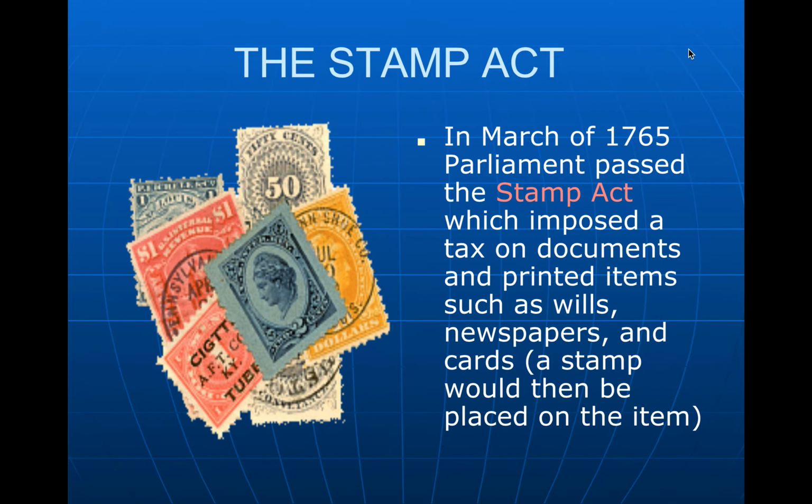The Stamp Act was passed in 1765. This act imposed a direct tax on printed documents. So the colonists would purchase their document and then, in addition, purchase the stamp to prove that they had paid the tax. Again, it's an example of a direct tax.